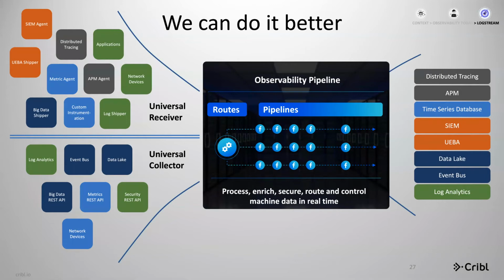And so that's things like taking data from a data lake, writing it to a data lake, taking data from a data lake, writing it to an event bus, taking data from a log analytics tool and putting it on the event bus. Collecting data allows us to reach out to data that's already at rest, bring it to the front of the pipeline, and process that data in new and different ways. And fundamentally, an observability pipeline, first and foremost, allows us to connect any source to any destination.